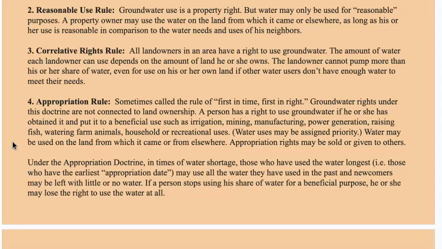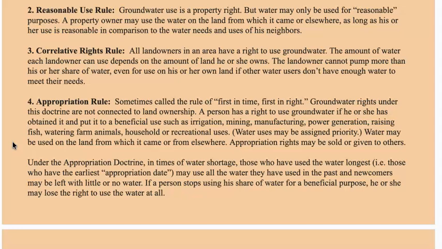Groundwater rights under this doctrine are not connected to land ownership. A person has a right to use the groundwater if he or she has obtained it and put it to a beneficial use such as irrigation, mining, manufacturing, power generation, raising fish, watering farm animals, household or recreational uses. Water use may be assigned priority. Water may be used on the land from which it came or from elsewhere.